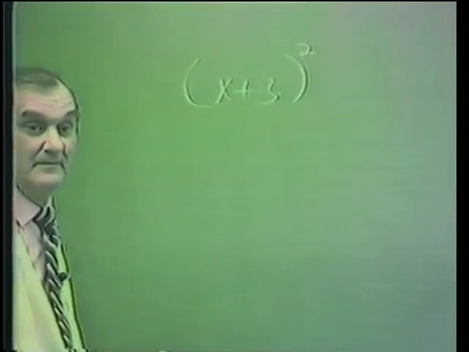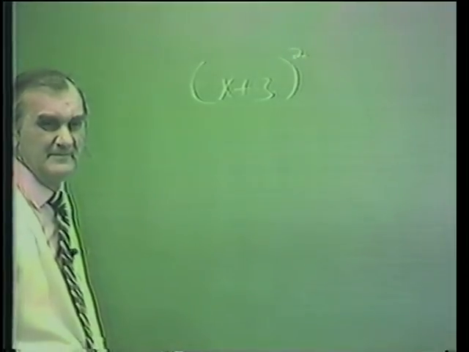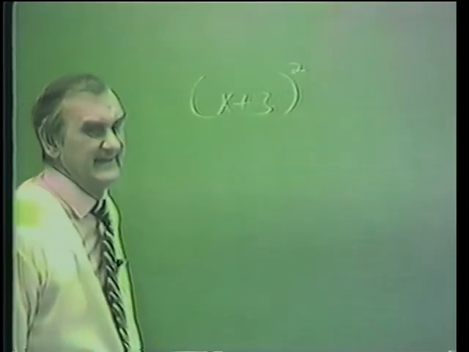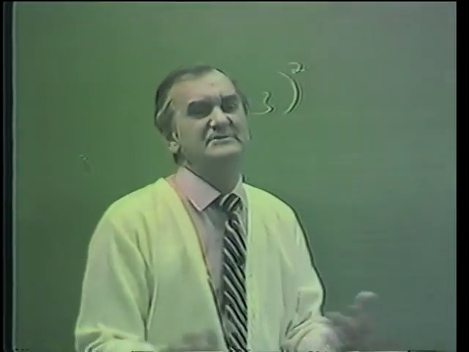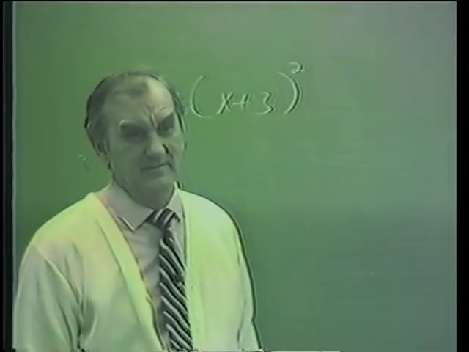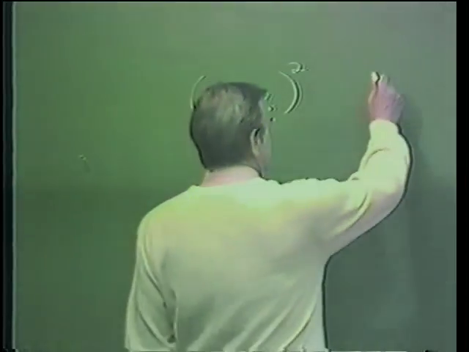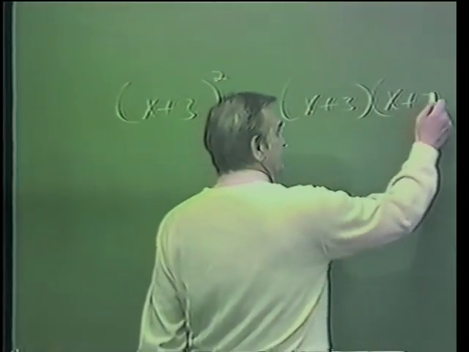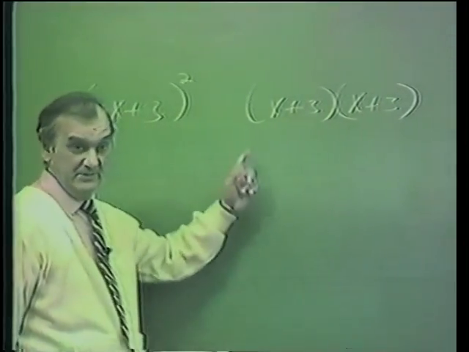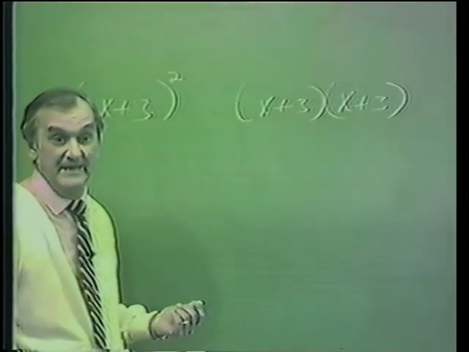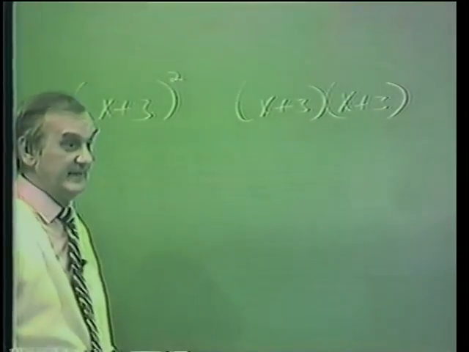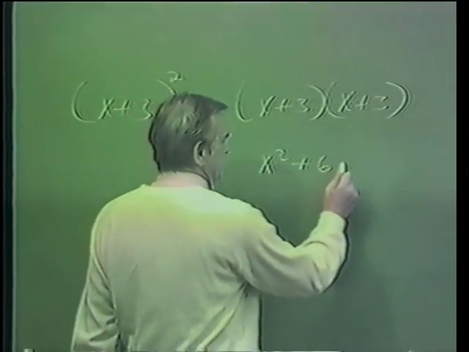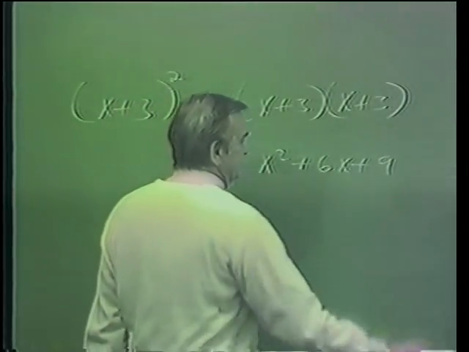Kathleen, what do you get for that? X squared plus 6x plus 9. Very good. She says x squared plus 6x plus 9. How'd you get it, Kathy? Just for the x plus 3 times x plus 3. She says this is nothing but the quantity x plus 3 times x plus 3. And once she wrote it in this manner, it became a FOIL multiplication, and she came out with the answer of x squared plus 6x plus 9.